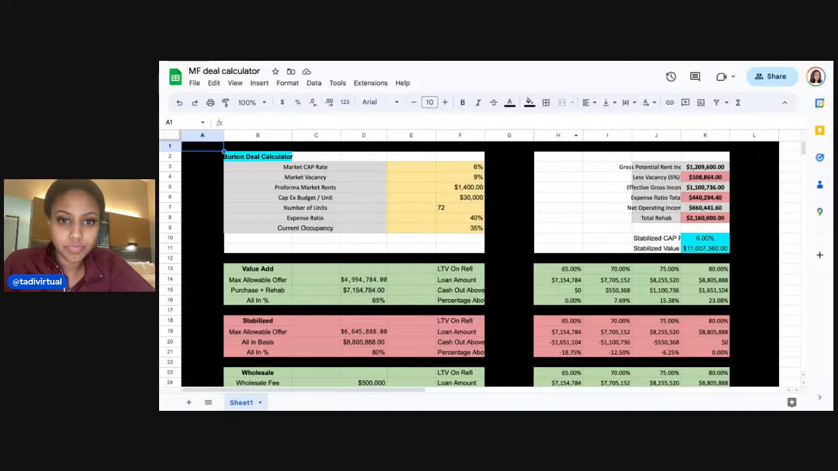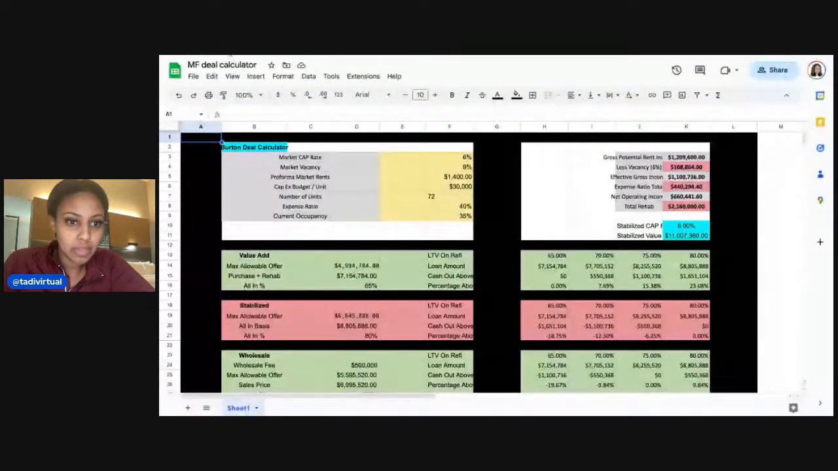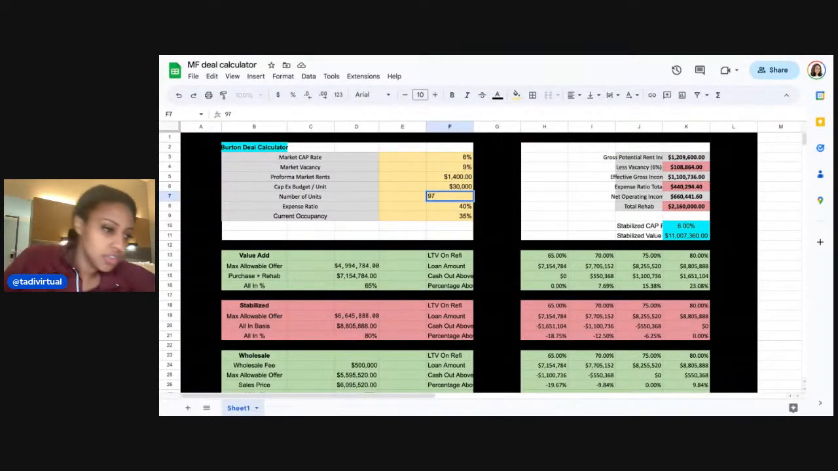So the first deal that I'm going to comp is a 97 unit. So this is my multifamily calculator, guys. Basically, it's super simple because the formulas are already plugged in. So all I have to do is plug in every single thing. The best part is a lot of this is just Googleable information.